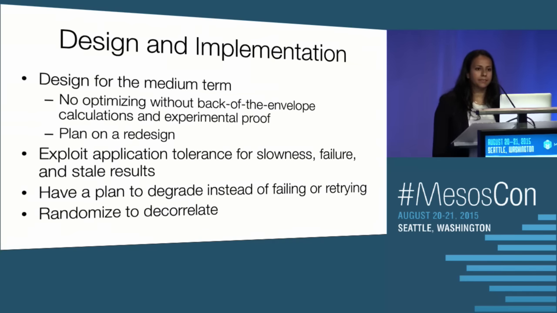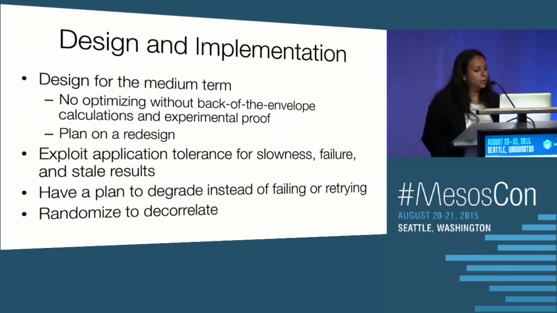So it really makes sense in the beginning to design for the medium term, I think. And what that means is no over-optimizing. So no optimizing without back-of-the-envelope calculations and experimental proof. You think you're going to need 100 machines. Do you really need 100 machines? What kind of workload are you actually doing? Does that make sense? And when you do this, you need to plan on a redesign. It's inevitable that you will need to redesign your data store. And so what kind of abstraction layers can you put in place so that's going to be easier?